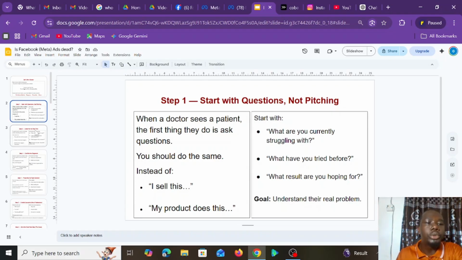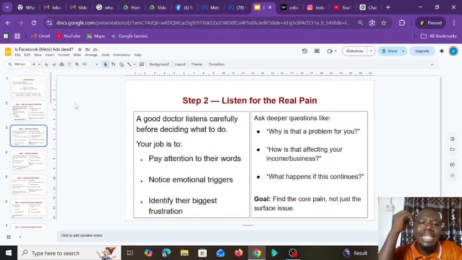So step two is listening for the real pain. As you're asking questions, you will discover that they might be feeling different kinds of pain, but there's a particular one that is actually the most painful experience. A good doctor listens carefully before deciding what to do. So your job is also to pay attention to their words, notice emotional triggers, and identify their biggest fear.